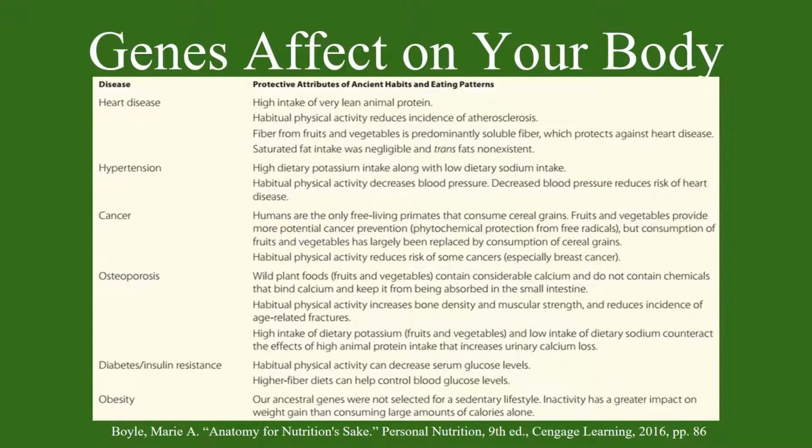The typical American diet can be wholly or partially linked to chronic diseases such as heart disease, some cancers, obesity, and type 2 diabetes. Chronic degenerative diseases do cause death later in life, but they begin much earlier in life, usually in our late teens and early 20s. In the following chart, take a look at the protective attributes of ancient habits and eating patterns.